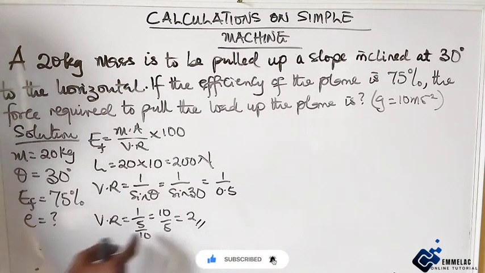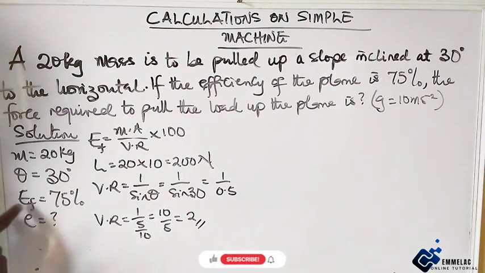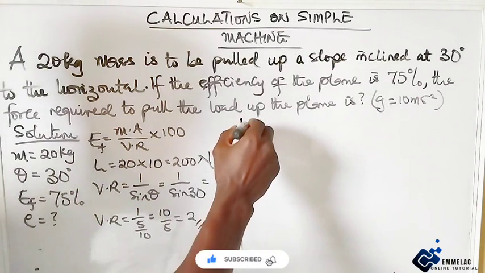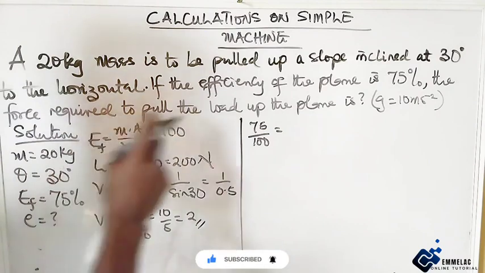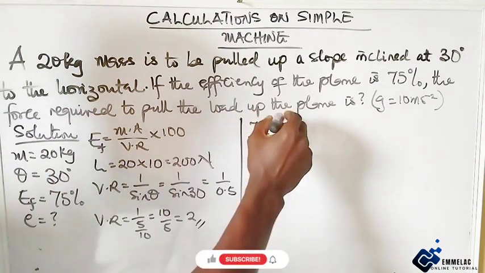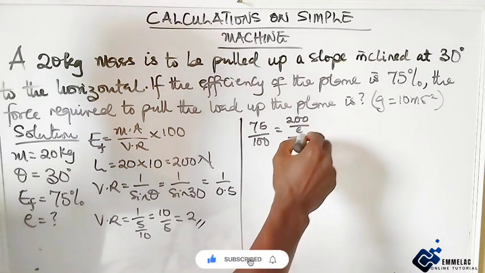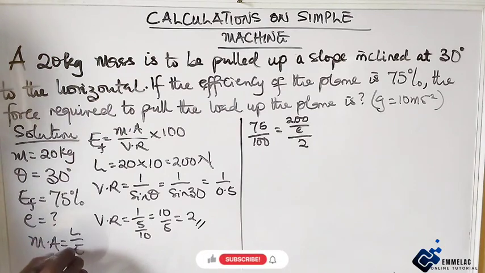Now we've gotten our velocity ratio, we've gotten our load, and we're looking for our effort. The efficiency here is 75%, so we can say 75 over 100 equals mechanical advantage, which is load, 200, over effort, all over the velocity ratio 2. Let us recall, the mechanical advantage equals load over effort, and that is what I've translated here.